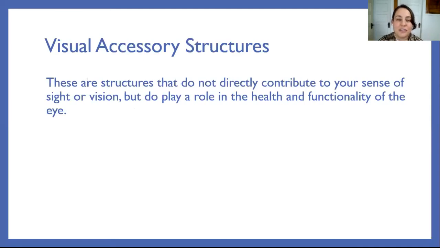And we also have structures called visual accessory structures. These are structures that aren't directly related to our ability to see, but they do play a role in the health of our eyes and keeping them functional.